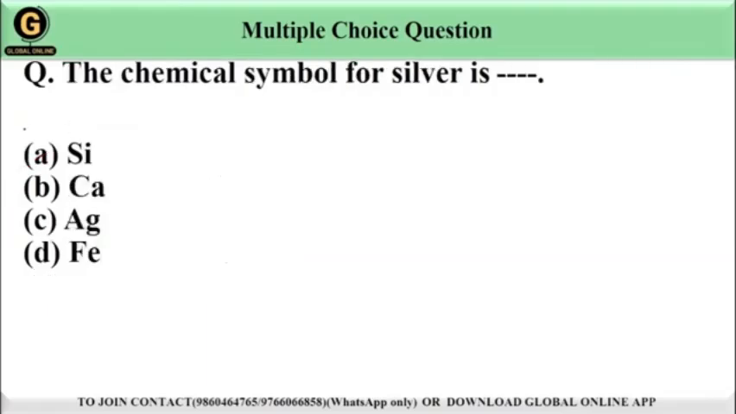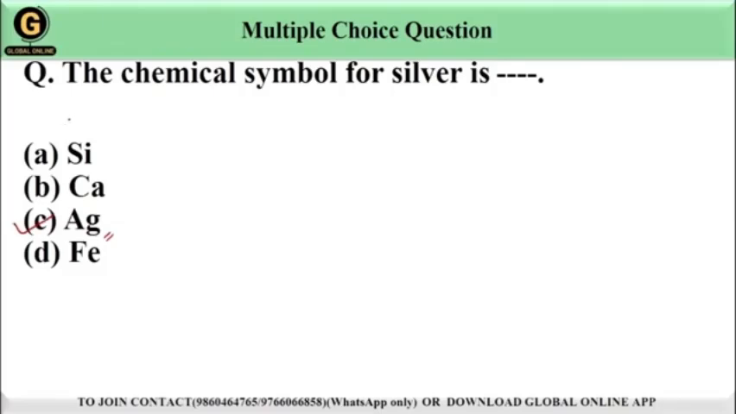The chemical symbol for silver is, options are given, A, Si, B, Ca, C, Ag and D, Fe. So guys, the chemical symbol for silver is Ag, which comes from the Latin word argentum. Silver is a precious metal used in various applications including jewelry and electronics. The other symbols correspond to different elements. Si is silicon, Ca is calcium and Fe is iron. So the correct answer for this question will be option C, Ag.